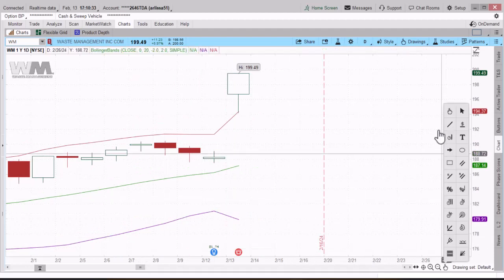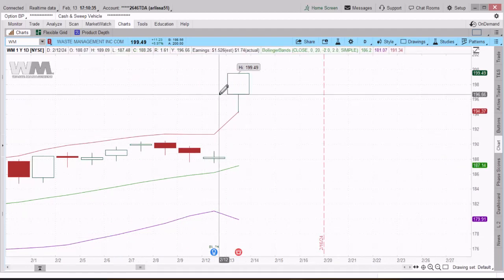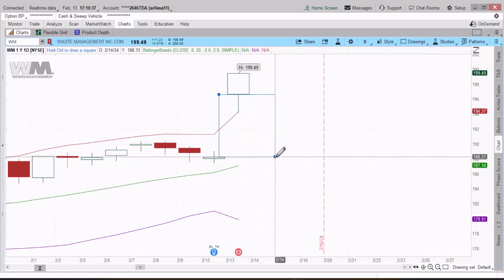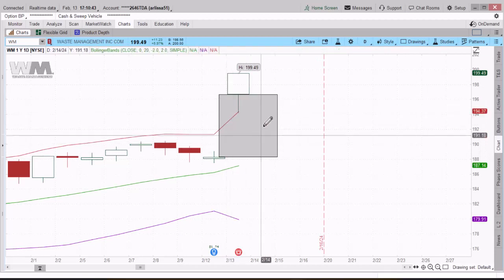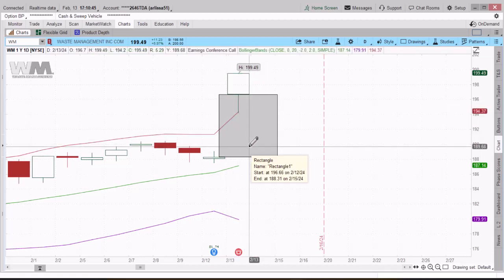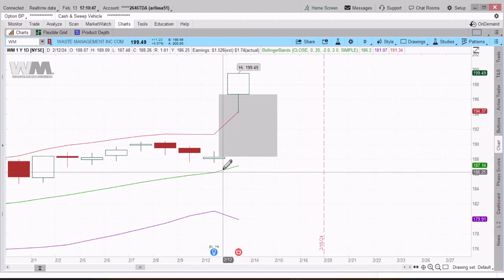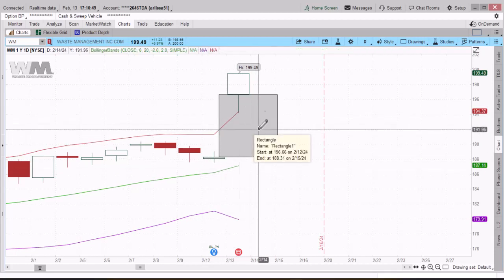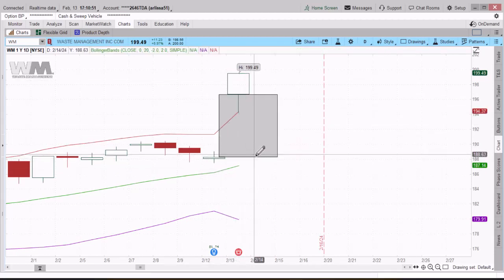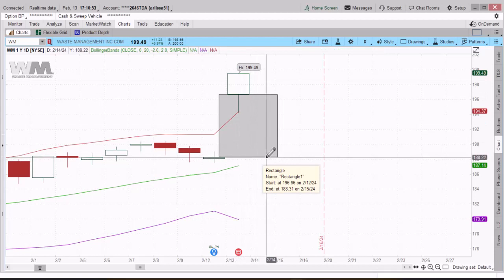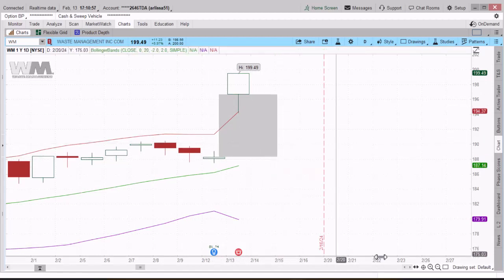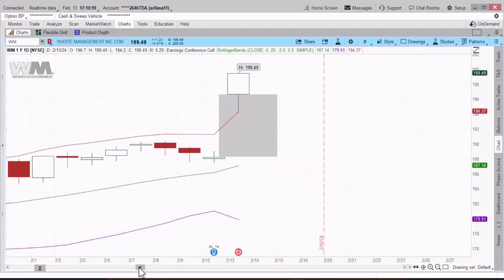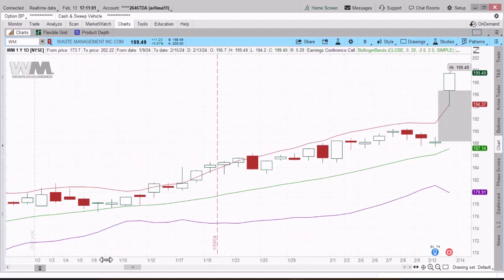Just like on Shopify, it has now a nice little gap that is formed between these two. This is now called a buyer's gap because price jumped up and skipped over all these buyers. I guess there could be sellers in here too, but the price jumped up and skipped over all these people. So the bottom of this gap is going to provide some support. Step three is to wait one more day. Let's see how things shake out.